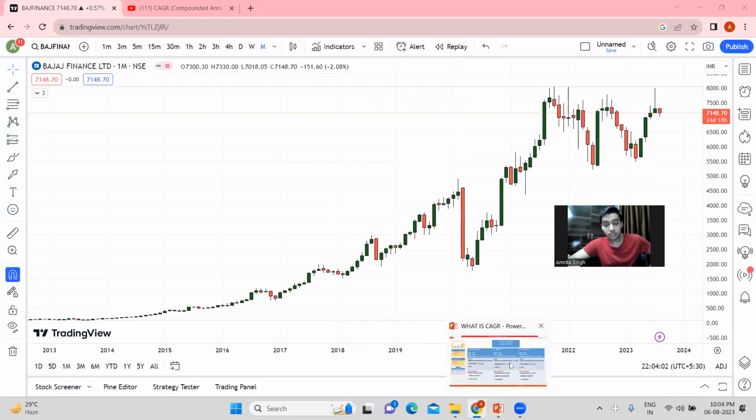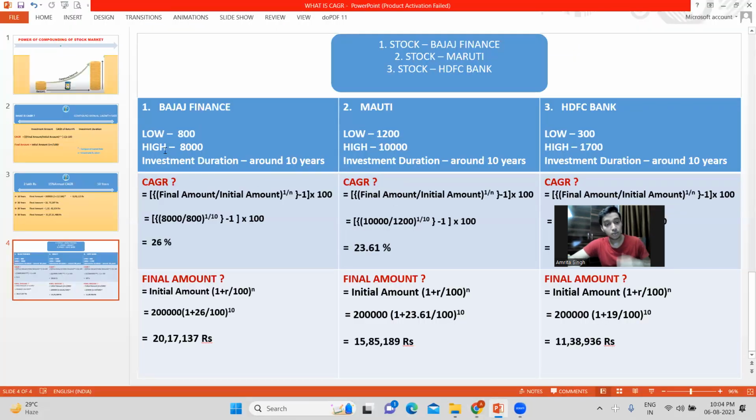So let's move back to the calculation. Here the lowest I'm going to take is almost 800, and the highest I'm going to take is 8,000, and the investment duration is around 10 years. So the final amount is 8,000, the initial amount is 800, and N is 10 years, because all this action is happening in 10 years. And the CAGR we are getting for this stock is almost 26%. So it is a little bit above average, and it's a really good thing if it's above average.